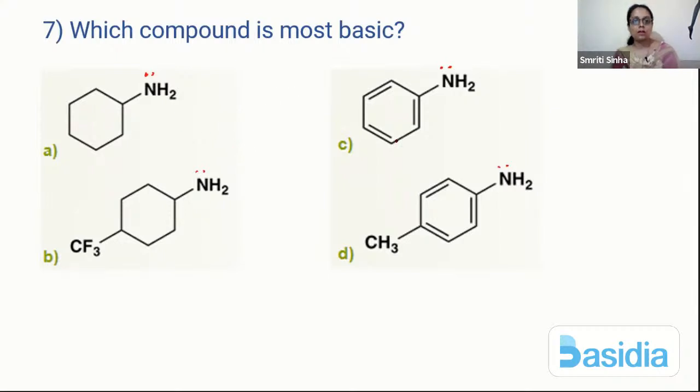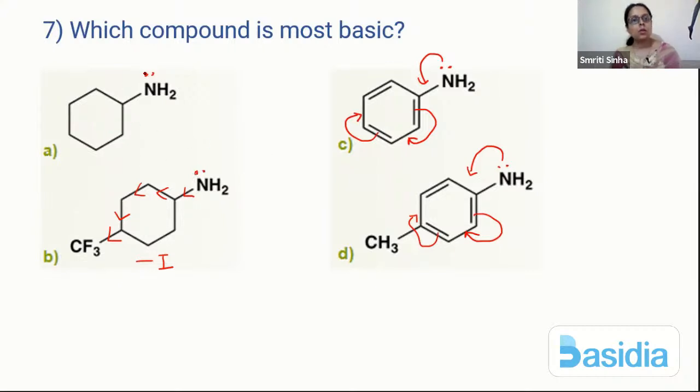So if you compare all these structures, in the C structure, the lone pair will be busy in resonance, so it won't be available for donation. In the D structure also, the lone pair is busy in resonance, therefore it also will not be available for donation. In the B structure, the lone pair is not busy in resonance, but still CF3 has 3 fluorine, which will be pulling the electron towards itself by minus I effect, again reducing the basicity, that is, the ability of the lone pair to be donated.